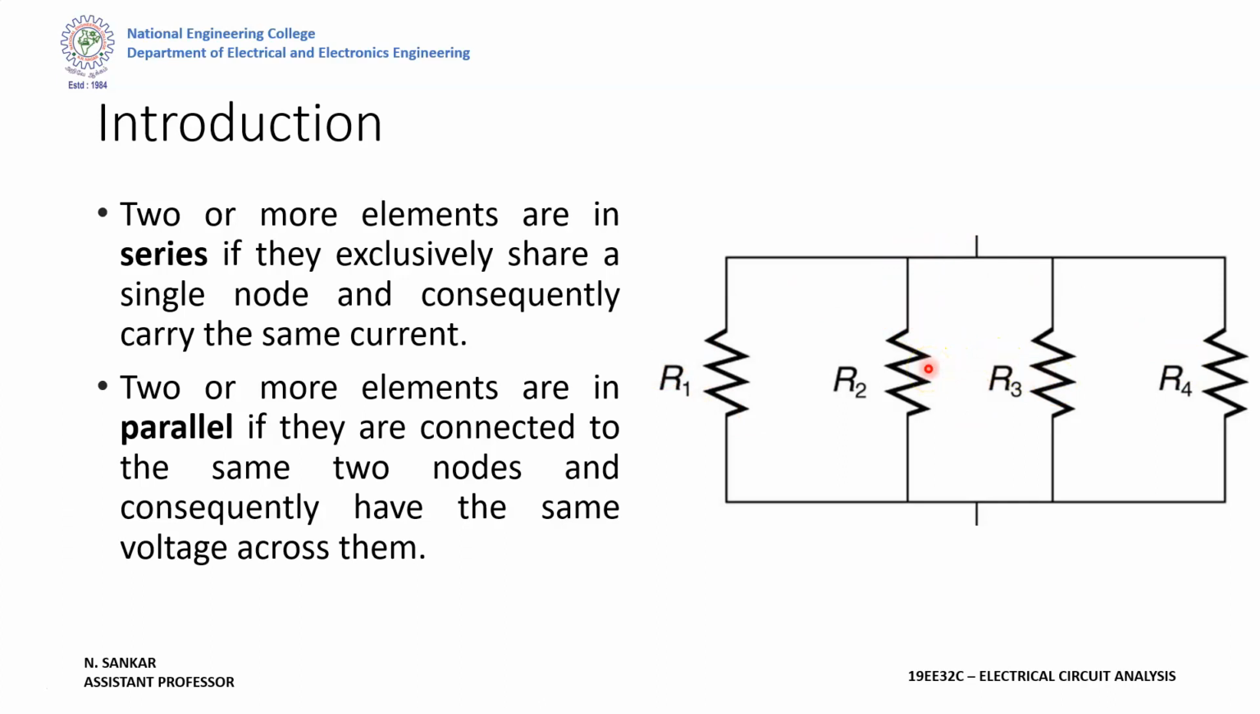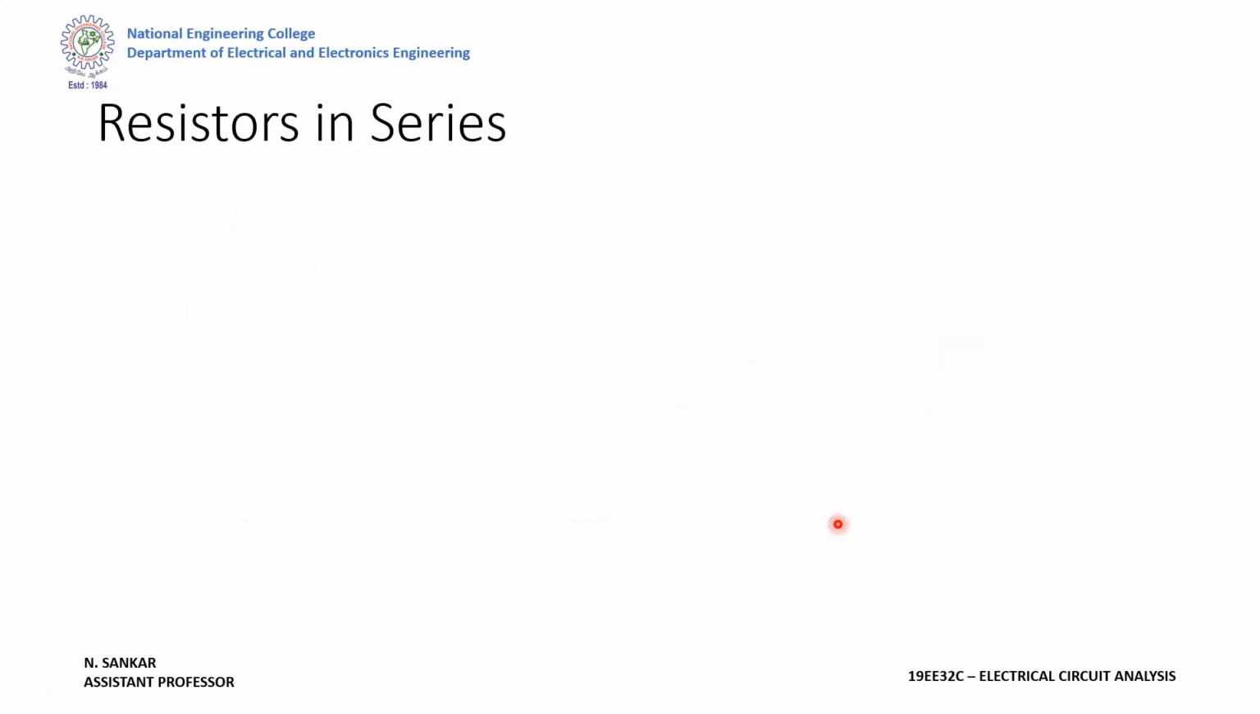Okay, so the takeaway is this: in series, the current will be the same, and the voltage across each resistor is different. In parallel, the voltage across the resistors will be the same, but the current through the resistors will vary based on the resistance. Okay, so let us see resistors in series.